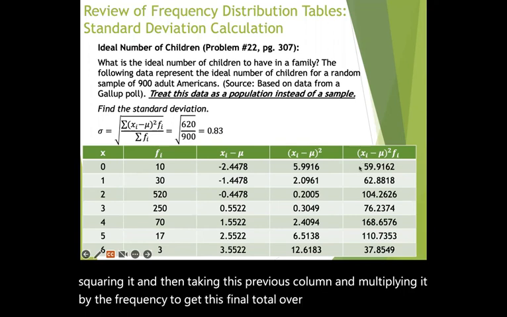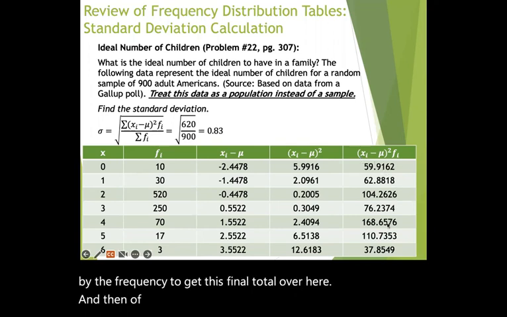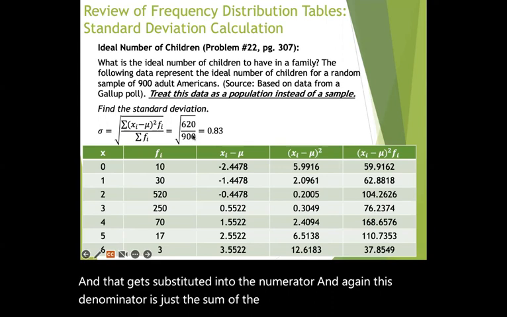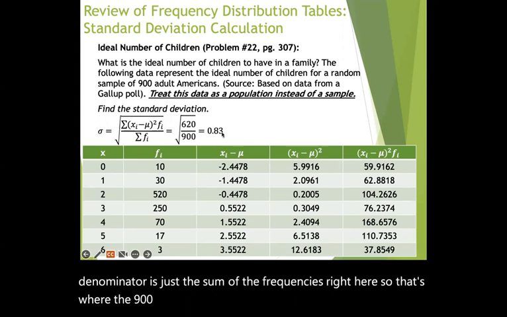here. And then, of course, we sum up all of these values in this far right column, and that gets substituted into the numerator. And again, this denominator is just the sum of the frequencies right here. So that's where the 900 is. And we get a value of 0.83 as our standard deviation.